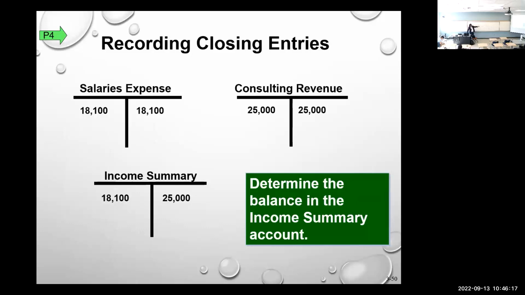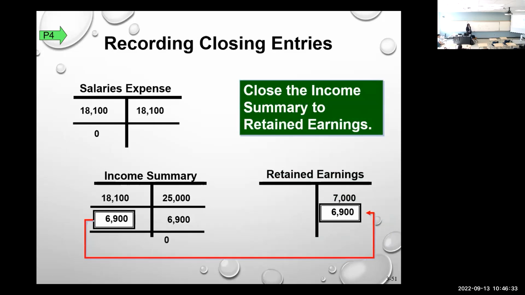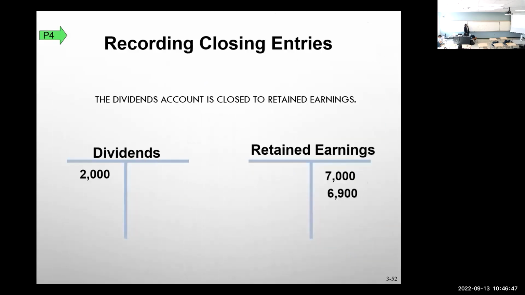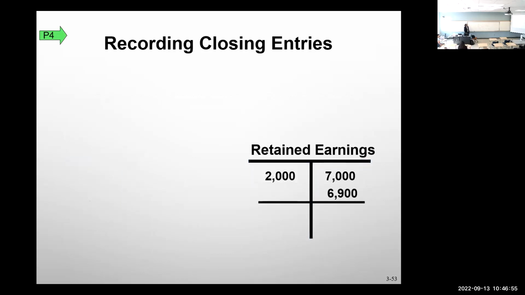Now the income summary will become net income. And when that happens, we're going to debit that off of the income summary and credit that onto the retained earnings. And the final thing we're going to do, we'll credit the dividends off the dividend account and debit it onto retained earnings.